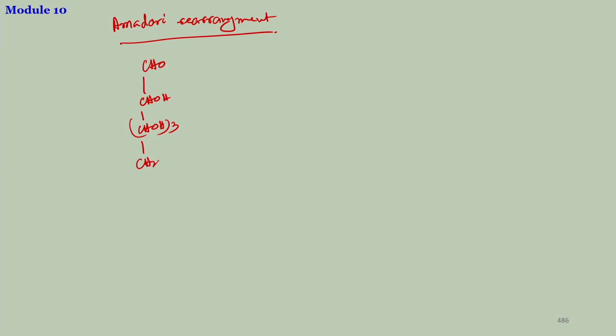Aldohexose, if you start with 6 carbon with aldehyde, is called aldohexose. Phenylhydrazine, NH2. Phenylhydrazine reacts with a carbonyl compound to give you phenylhydrazone minus water. It is a condensation reaction, it is very well known. NH-PH.